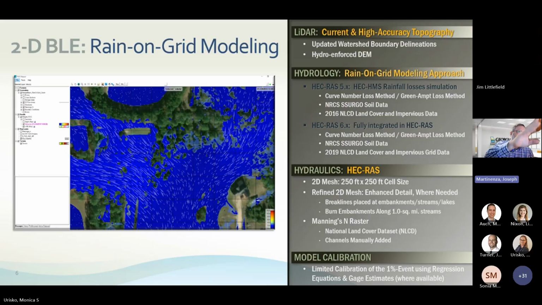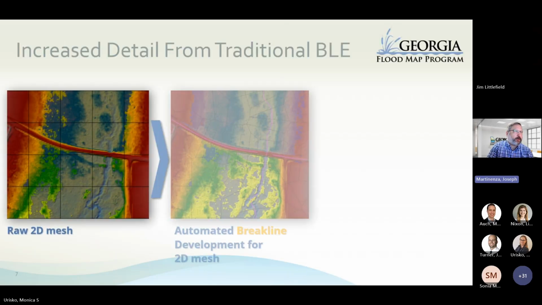This is some information on what we use. We basically use HEC-RAS 5 and 6 for most of this. For those engineers out there, we use the curve number loss method. We use NRCS soils data. We use land cover and impervious data from the NLCD 2016 data. The mesh size for the 2D model, for engineers, is basically 250 by 250, but it's been refined in a lot of areas. Let's go to the next slide, Nick. I think that shows what I'm talking about.